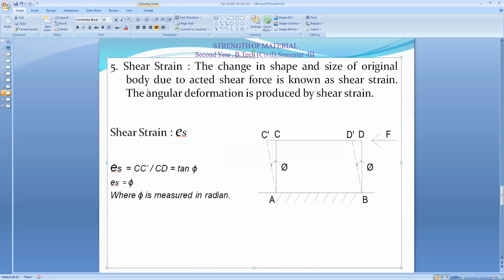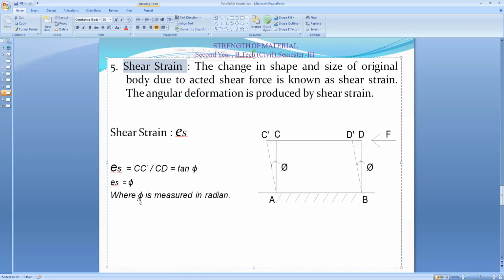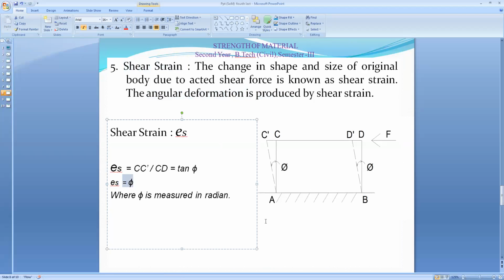Then we can get the shear strain as nothing but the angular deformation. By measuring such angular deformation, we can find the shear strain. This is known as shear strain. So yes, by taking phi directly, we can get the amount of ES directly. But this phi is in terms of radian.